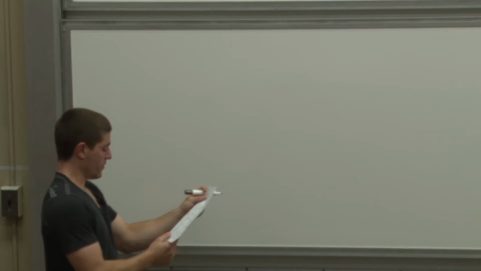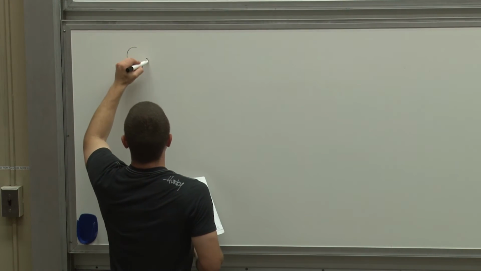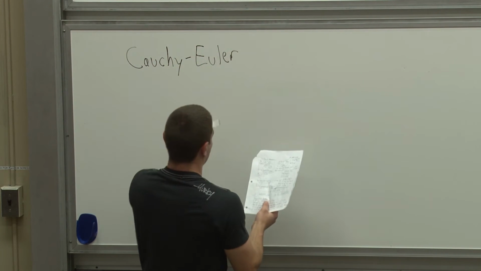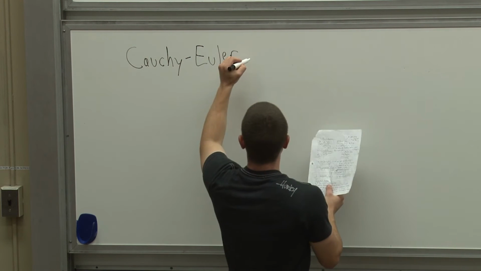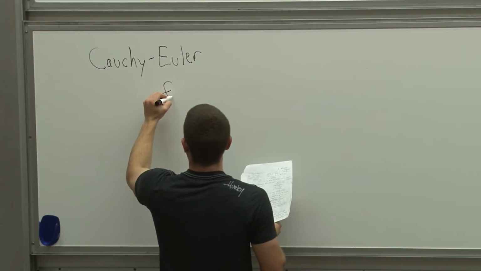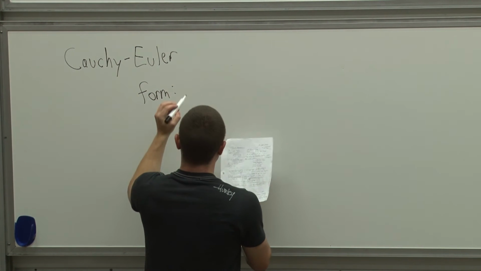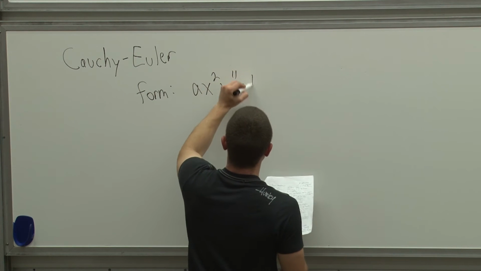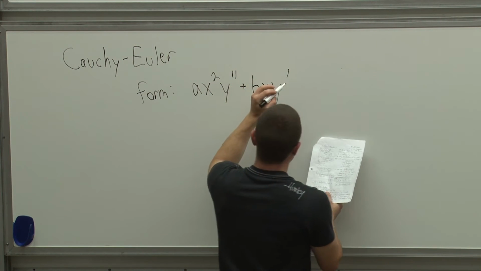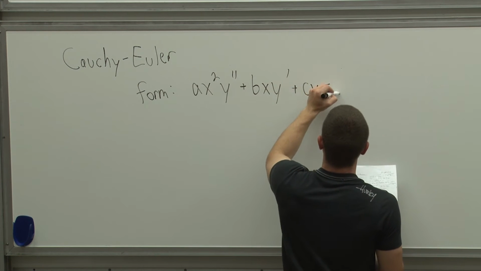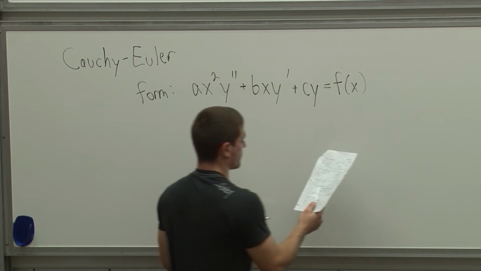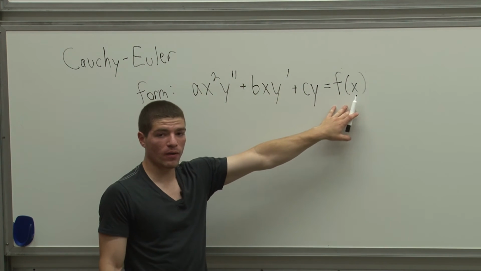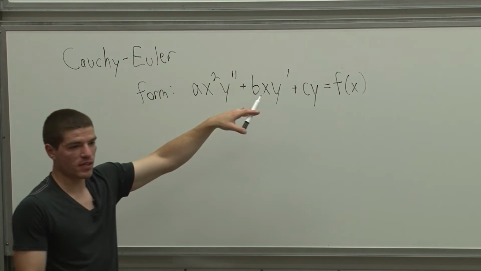All right, so let's see. Cauchy-Euler. It's not Euler, it's Euler, he was German. So the general form is ax squared y double prime plus bxy prime plus cy equals f of x. f of x is going to be whatever is on the right side of your equation. It could be 0 if you're just finding the homogeneous, or you make it 0 regardless because you find the homogeneous.